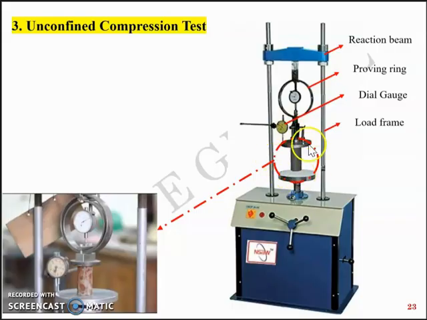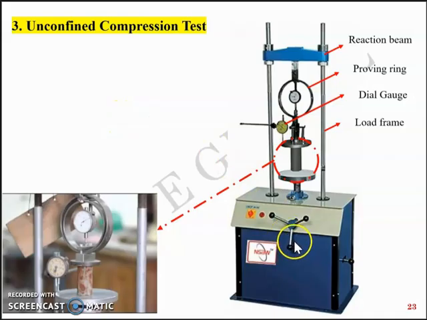As you can see in this picture, the soil is not confined. You don't have a chamber, you don't have water pressure. It is self-standing like this. The zoomed-in picture is shown here. The soil sample is self-standing, which means it's not confined at all. Sigma 3 equal to sigma c equal to 0. The dial gauge is shown here and the proving ring is shown here.